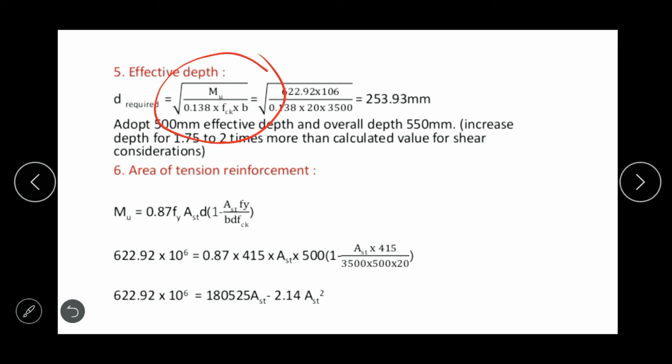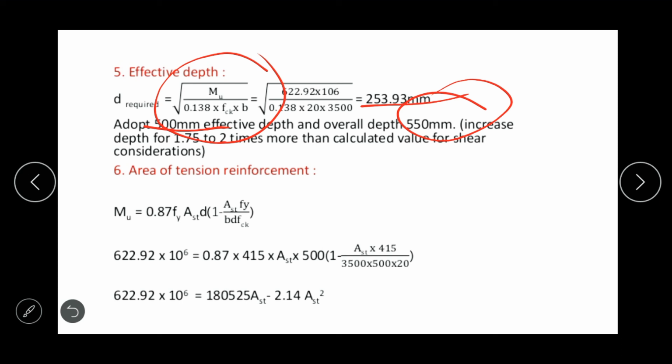So required depth is 253.93 mm. All of us know that we have to increase the required depth by 1.75 to 2 times. We can take it arbitrarily within this limit, 1.75 to 2 times. So let us increase the required depth up to 500 mm and provide an effective cover of 50 mm. So overall depth is 550 mm.